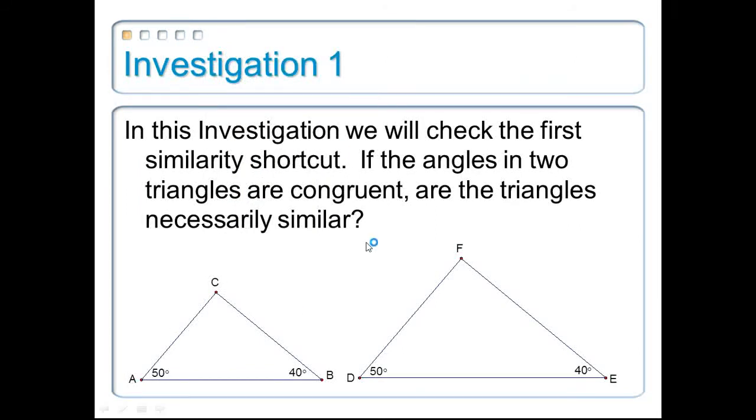Okay. And it says, in this investigation, we will check the first similarity shortcut. If two angles in two triangles are congruent, is that enough to say the triangles are similar? Okay? And so what you're going to end up doing is drawing two triangles, ABC and another triangle, DEF, with these angle measurements. So when you do this investigation, you are going to need a ruler, probably with centimeters is easier, but you can do it with inches. And you're going to need a protractor so you can draw the angles. So let's get on with the investigation.